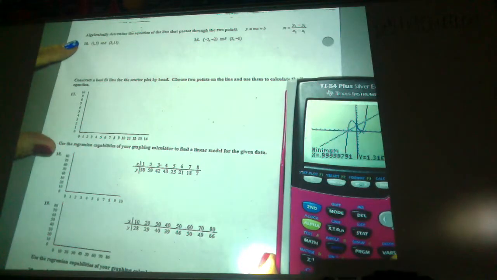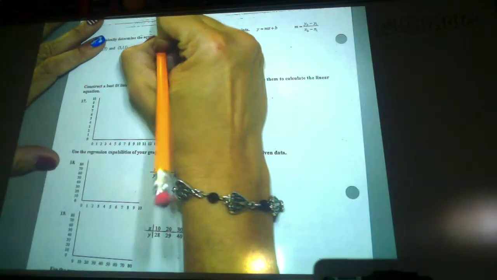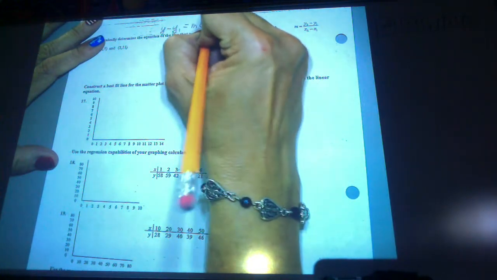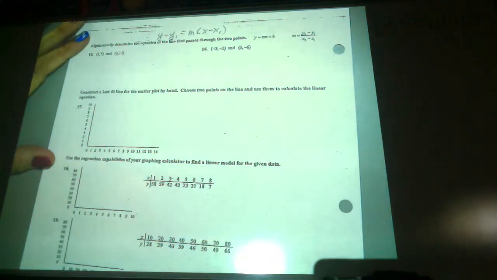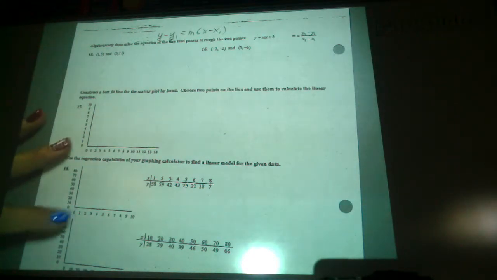Now 15 and 16, algebraically determine the equation of the line that passes through the 2 points. And they give you y equals mx plus b and the slope. I personally would be using point slope form, y minus y sub 1 equals m times x minus x sub 1, one of the most useful forms of a line, because they're giving you 2 points here. So I'm going to do number 15 and you'll be left to do number 16 at a later time.